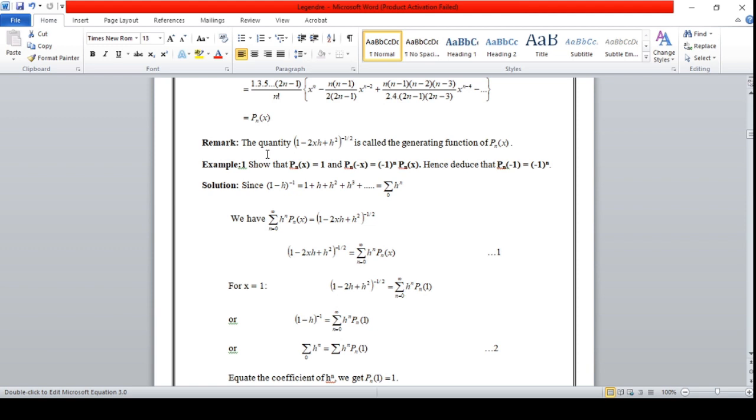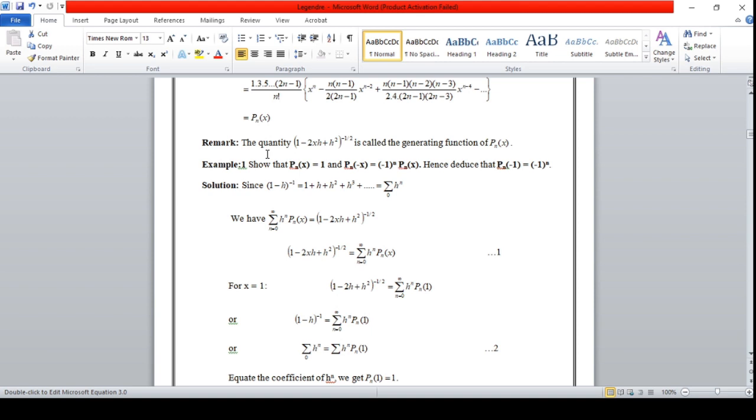Solution: we have the series (1 minus h) raised to the power minus 1. This is the series 1 plus h plus h square plus h raised to the power 3 up to infinity, denoted by the summation of h raised to the power n. We have the generating function, summation n equal to 0 to infinity of h raised to the power n Pn(x), is equal to (1 minus 2hx plus h square) raised to the power minus 1 by 2.